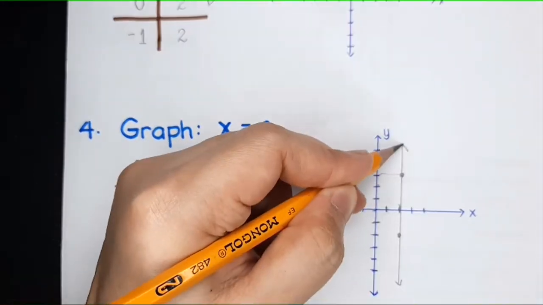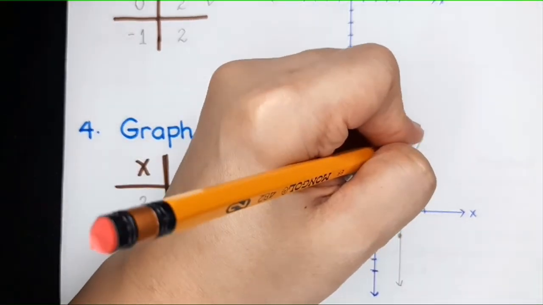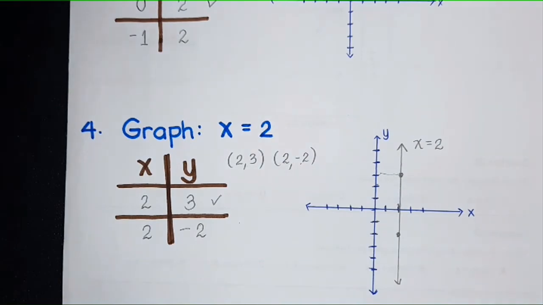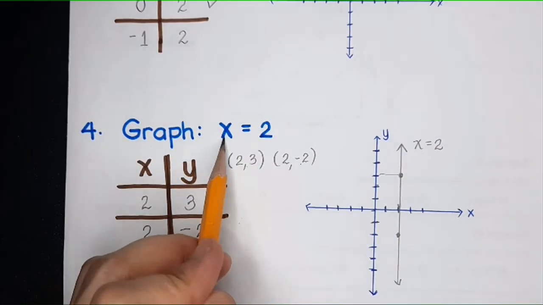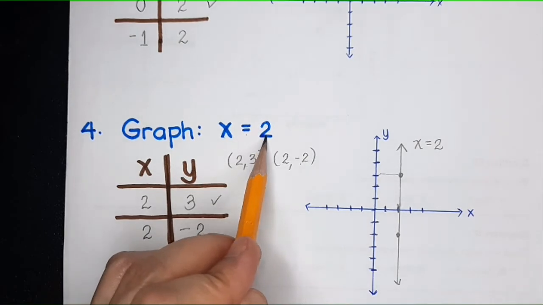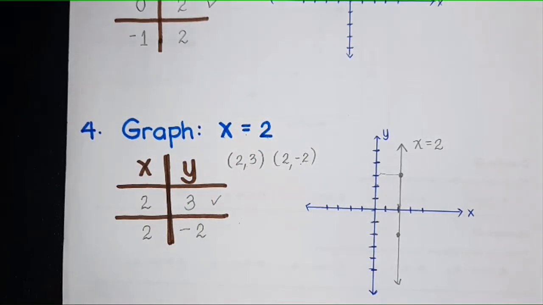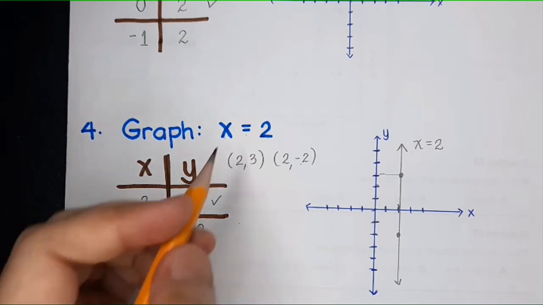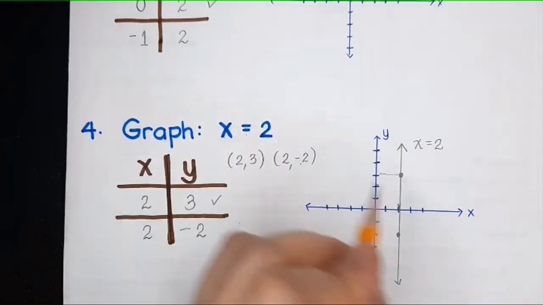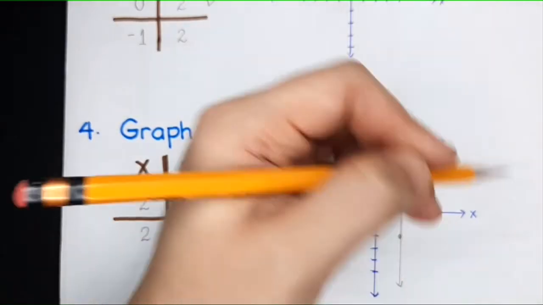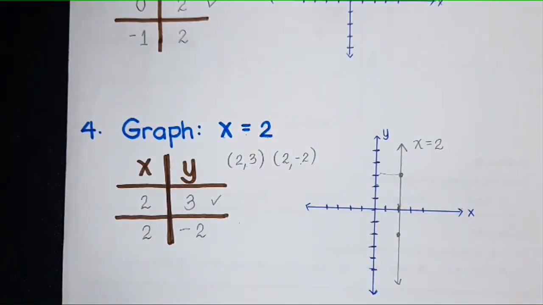Okay? What do you see? What is the graph of x equals 2? It is a vertical line. So, if you have x equals a constant, it is always a vertical line. Okay? Kunyari, x equals 10. Hanapin nyo lang yung 10 sa x-axis, tapos draw kayo ng vertical line. Okay?